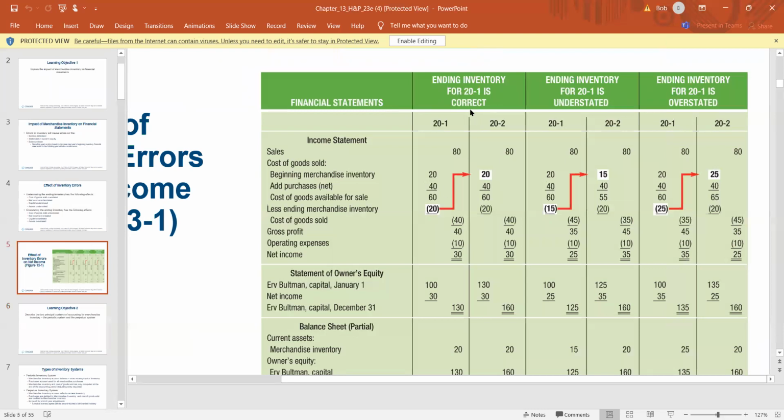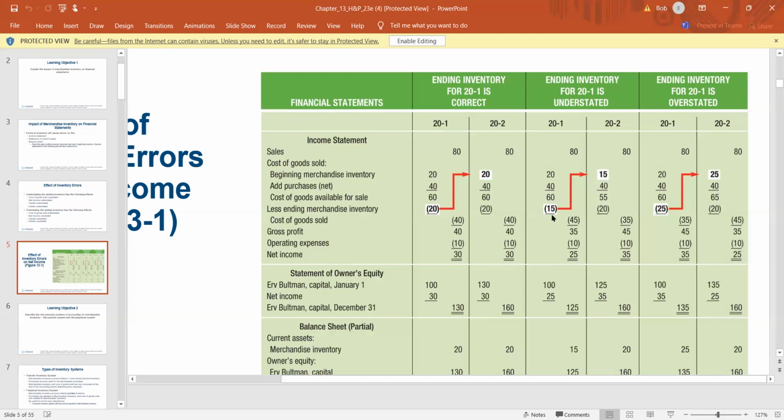Okay, you have a column of numbers that say correct. This is year one. This is year two. They correctly counted the inventory. They counted $20,000 in the inventory. And in so doing, they came up with the correct net income number of $30,000. The next year, they're bringing over the correct inventory number. The ending for year one is always the beginning of year two, okay? So we look at this and we see that the income was $30,000 for each year, okay? But look what happens when you make a mistake. Here, they undercounted the inventory by $15,000.